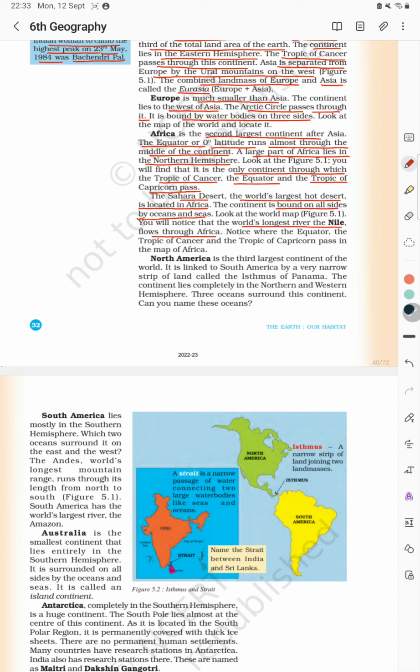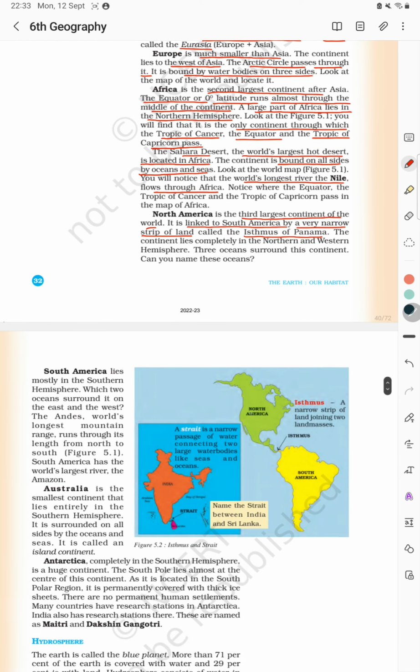Then North America, which is the third largest continent of the world, is linked to South America by a very narrow strip of land called the Isthmus of Panama. See from this figure, this is North America, this is South America. It is connected with South America through the very narrow land strip, that is the Isthmus of Panama.